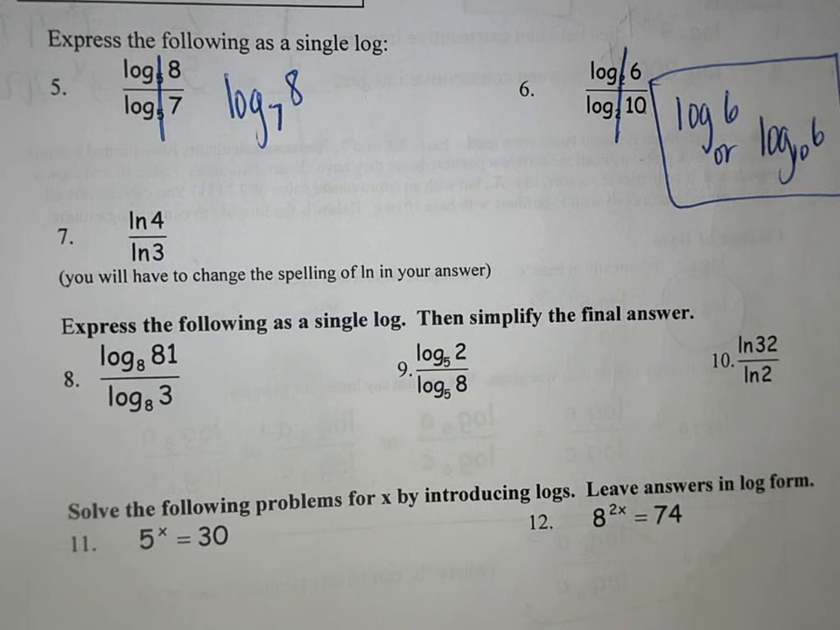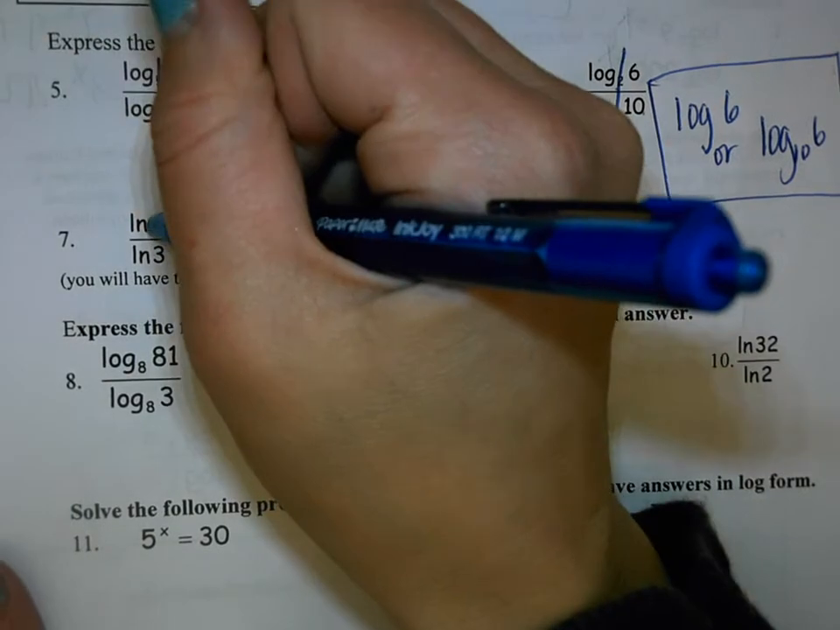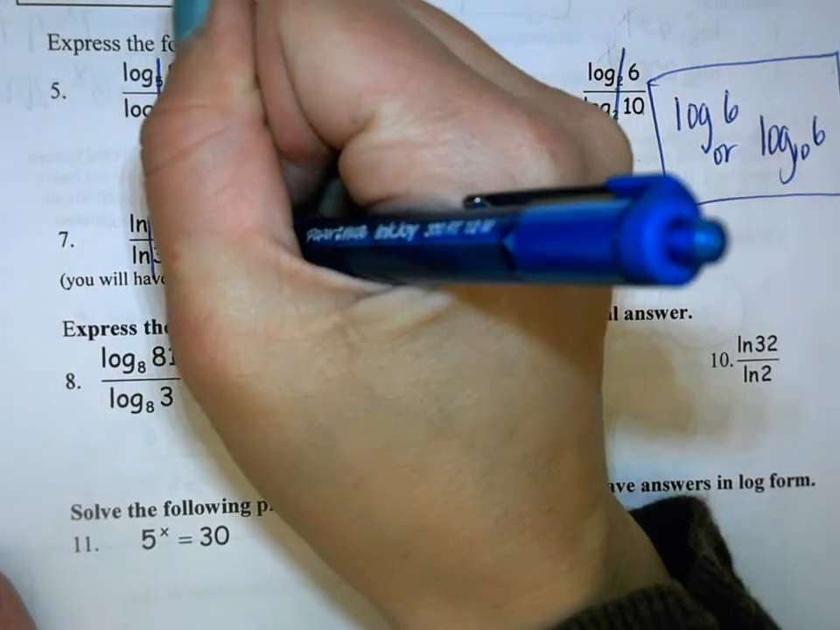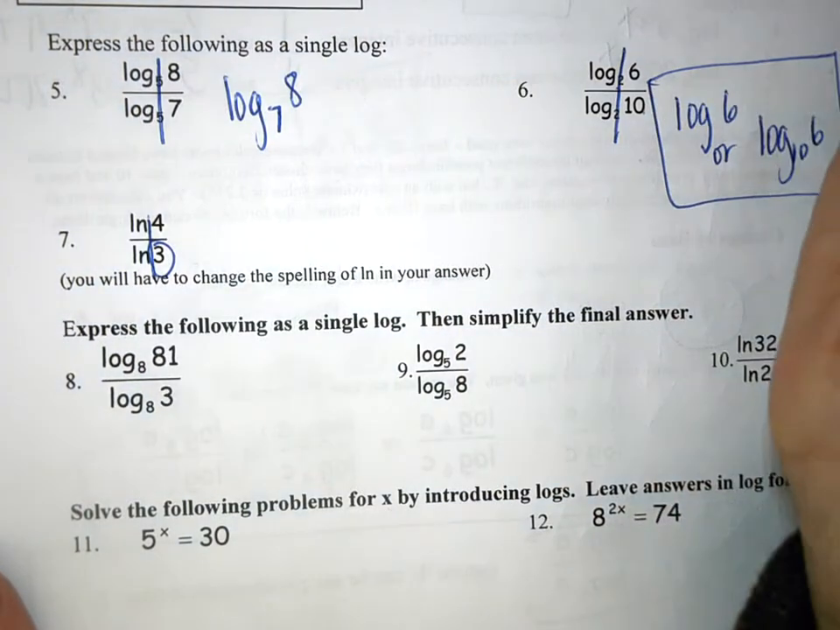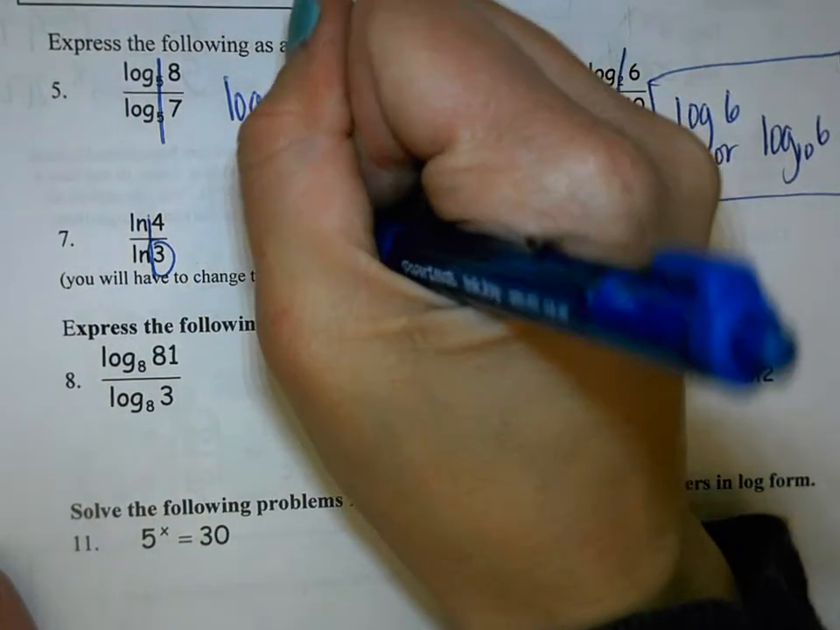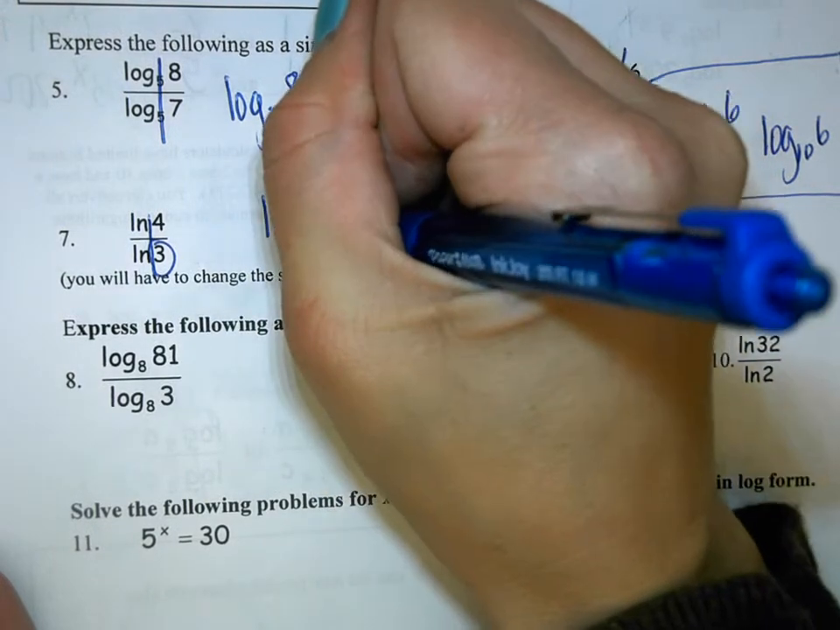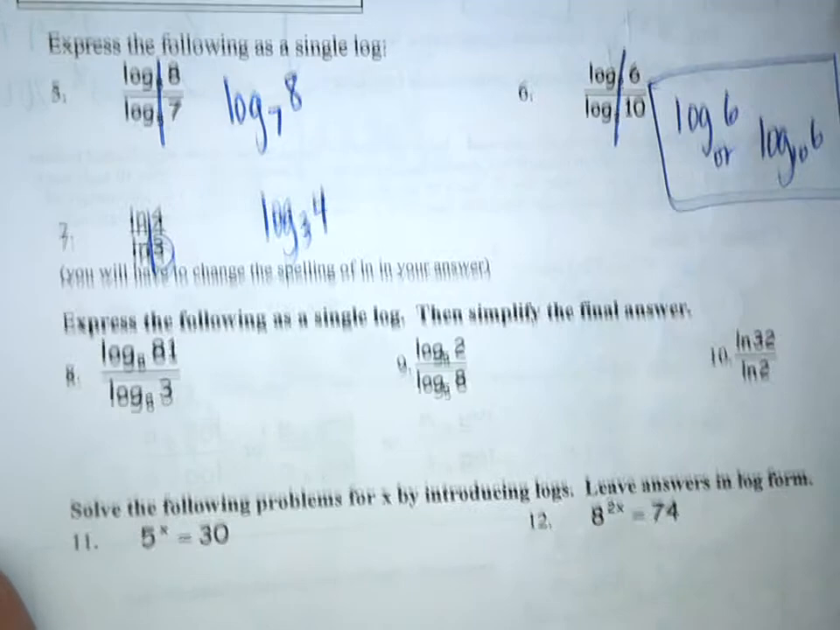So the answer should end up being, because we're canceling out our base e's and we're going to end up with the base 3, I can no longer use natural log. So your answer should be log base 3 of 4.